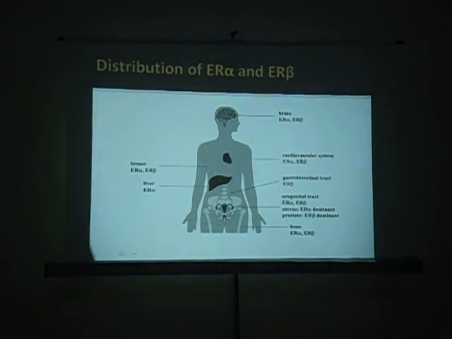Then coming to the gastrointestinal tract, we have the estrogen receptor beta, where there is increased glucose absorption. Then the urogenital tract is the main tract where the estrogen actions are seen. Both alpha and beta receptors are present. In the uterus the alpha receptor is dominant, and in the prostate beta receptors are dominant. In bone, we have seen what happens in postmenopausal women: osteoporosis. If the estrogen receptors are acting well, there is proper bone formation.